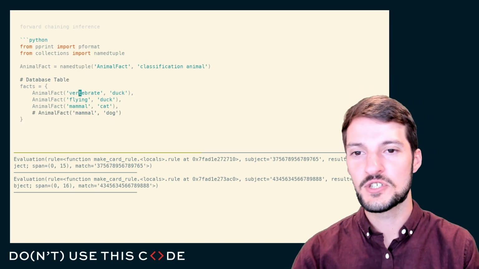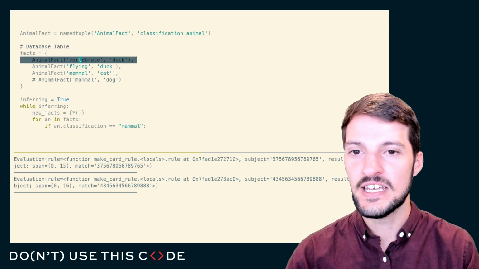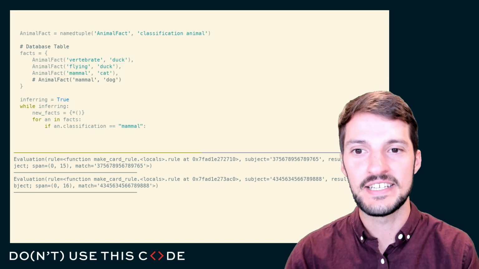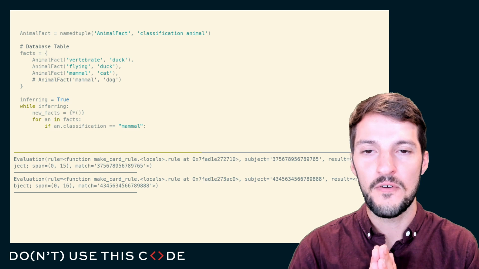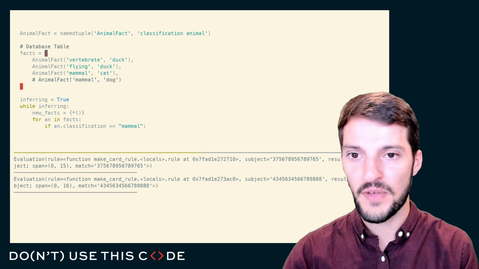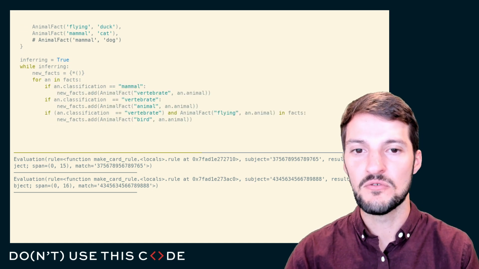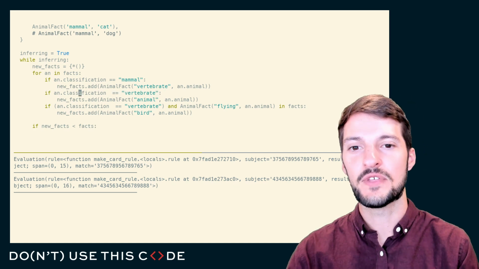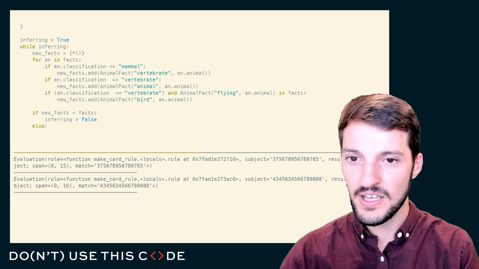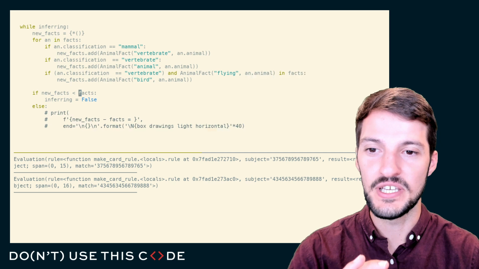But what makes forward chaining inference so cool is that if we have a limited set of facts, say we know that a duck is a vertebrate and a duck also flies, and we know that a cat is a mammal, what other facts can we infer if we also have a set of rules? So if these are our facts here, and we have this set of rules: if the animal is a mammal, well, that animal is also a vertebrate. If the animal is a vertebrate, well, then it's also an animal. If we have a vertebrate that also flies, well, it has to be a bird.